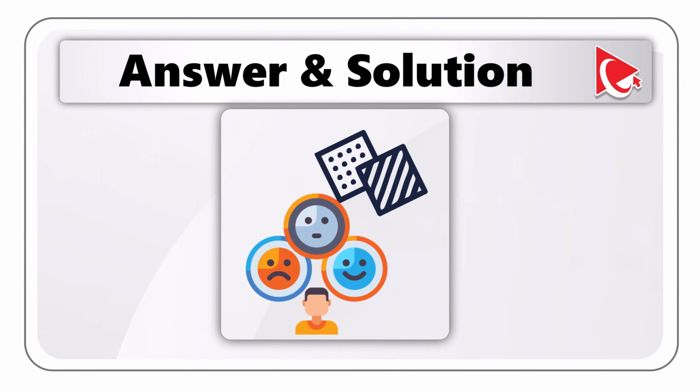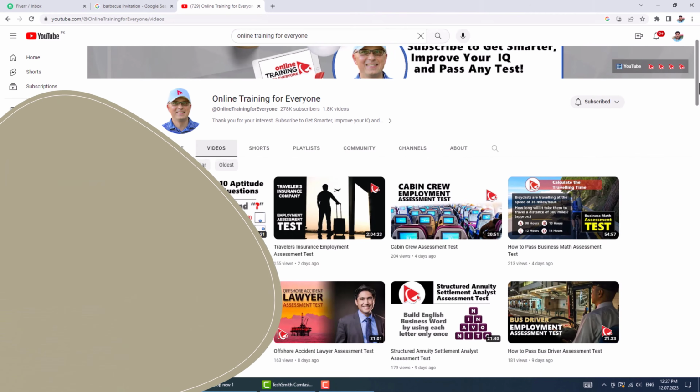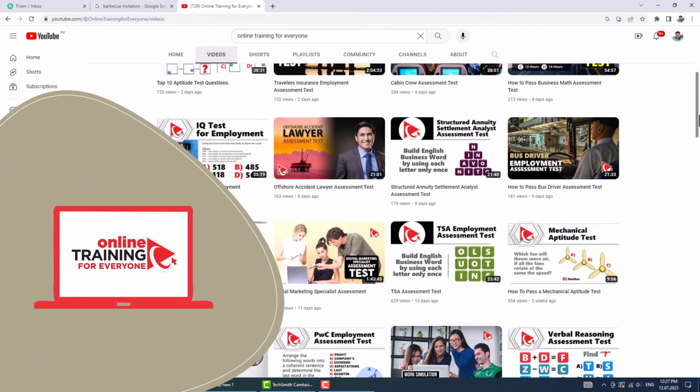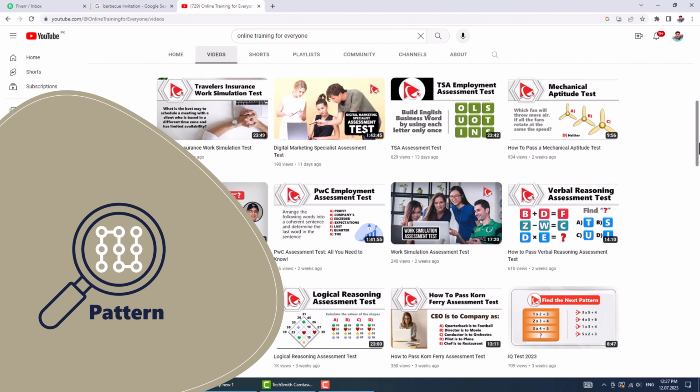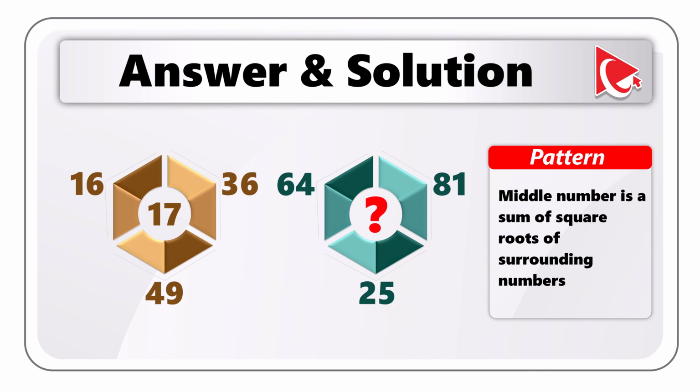Finding the pattern is the key to solving this challenge, and I'm pretty sure, as being a subscriber or a future subscriber to this channel, you know this already. And the pattern here is unusual but very interesting. The middle number is calculated as a sum of square roots of surrounding numbers.